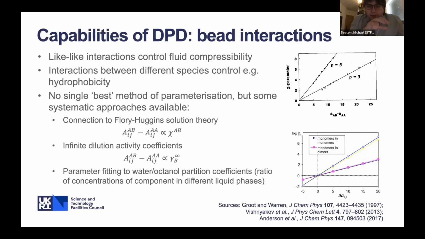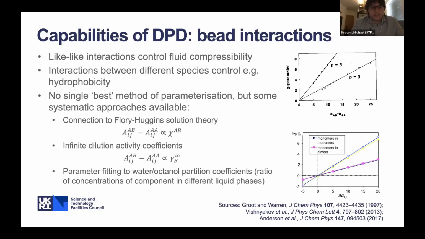But then the other group of interactions we need to consider are between the different species, and those can actually control effects like hydrophobicity. So for instance, how much a bead wants to be around water, say. Now, there's no single best method of parameterization in DPD, and actually a number of papers that study systems with DPD sometimes just sort of pluck parameters almost out of thin air. However, there are some systematic approaches available that do get used.